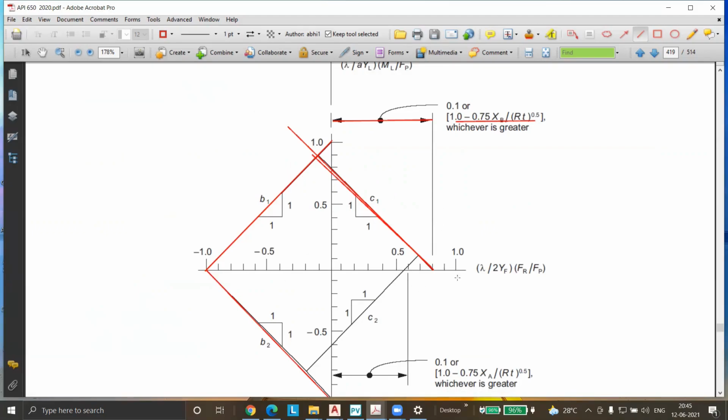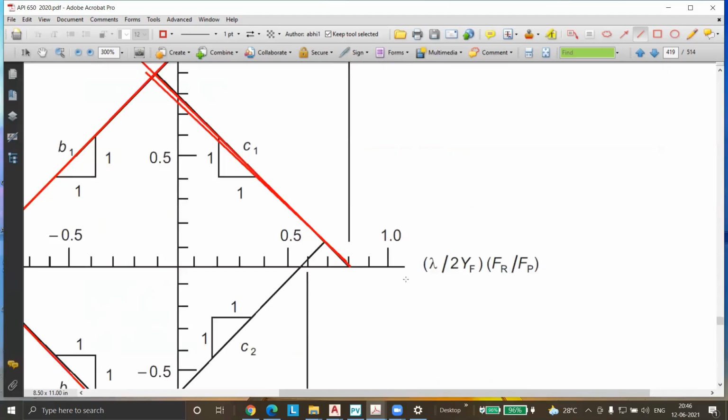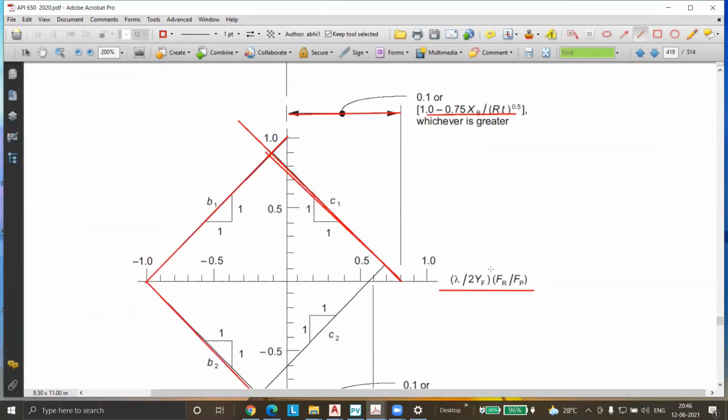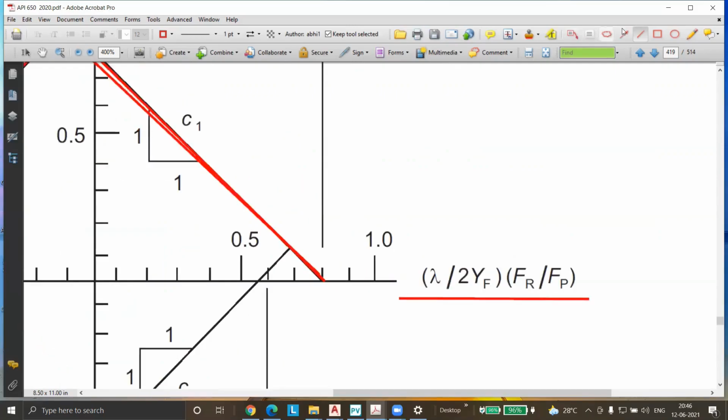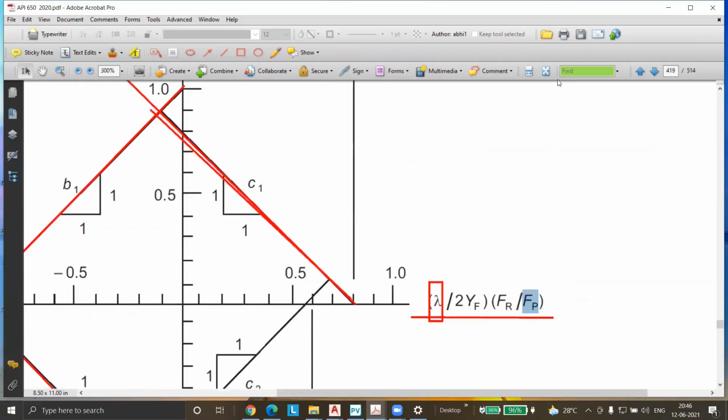So once this is drawn, now how do we calculate the values? If you see here, this axis is lambda divided by 2yf. We calculated yf already. Lambda is not known; we'll calculate this lambda. The other axis is 2yf Fr divided by Fp. Fr is the radial force which we want to calculate, so this is unknown. Fp is the thrust pressure. This will depend upon, like, if I have an opening.